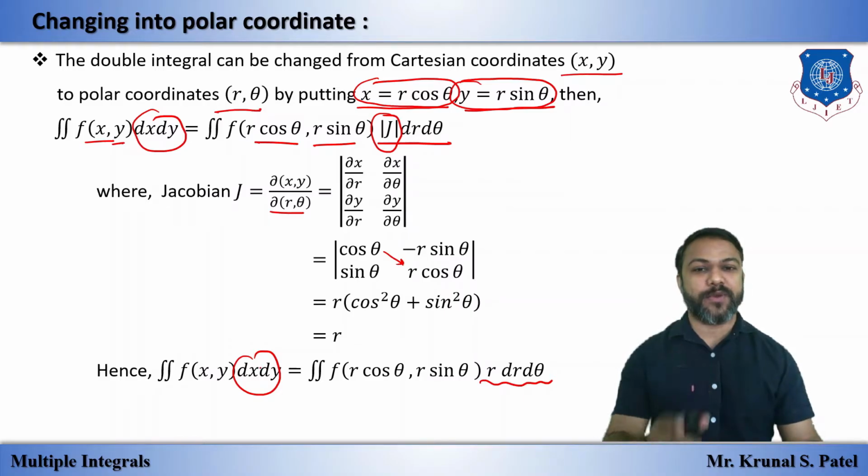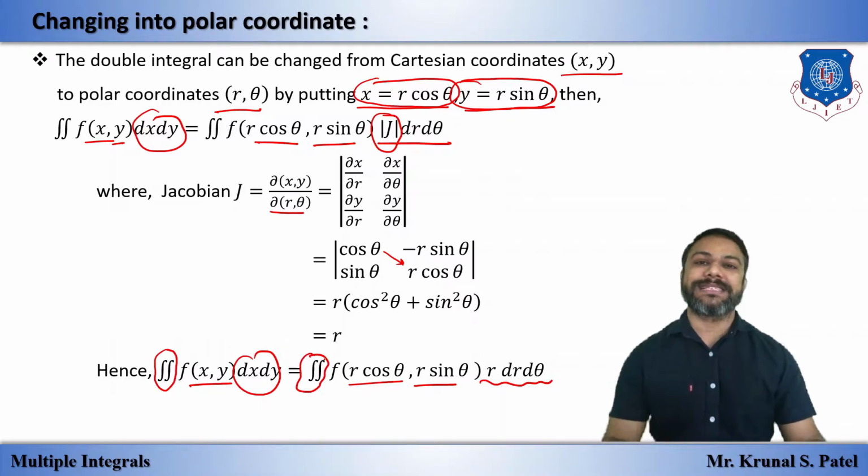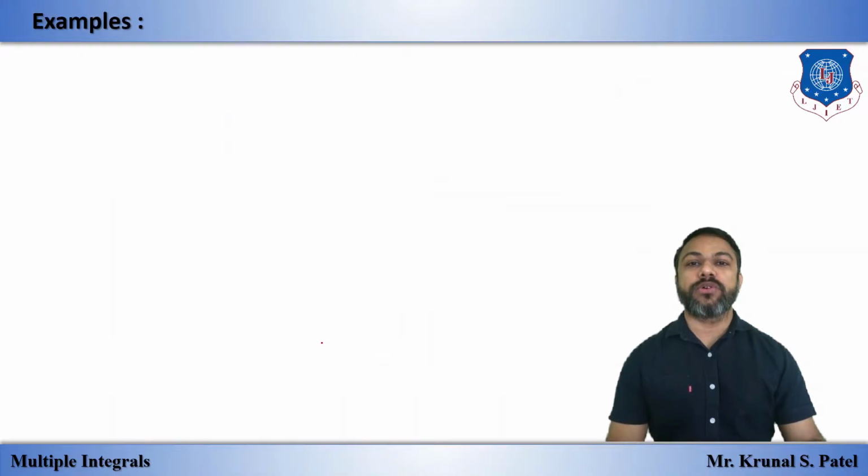So this comes from here. And this function is reduced from x y to r theta by putting x equal to r cos theta and y equal to r sin theta. Now we just have to change the given limits from the form of x y to the form of r theta by putting x equal to r cos theta and y equal to r sin theta. Simple, so it is an easy topic. Let's understand this topic with an example so you can understand better.